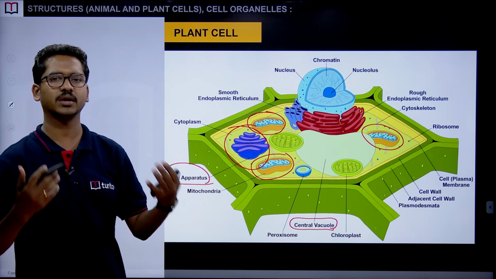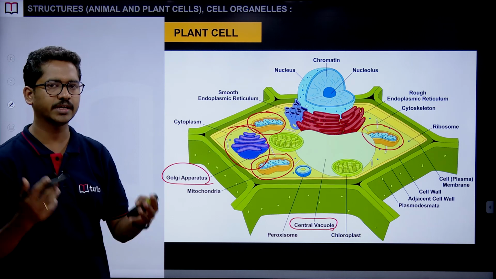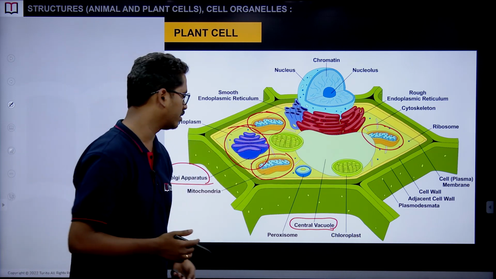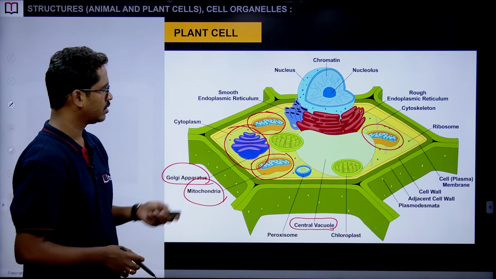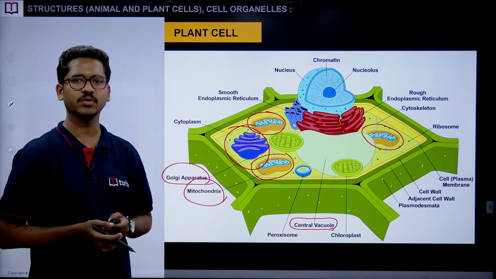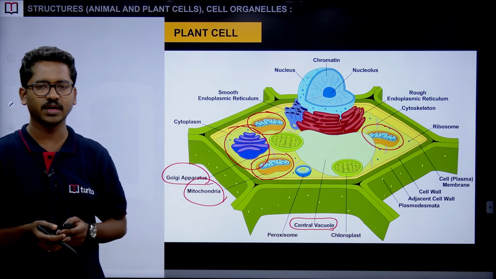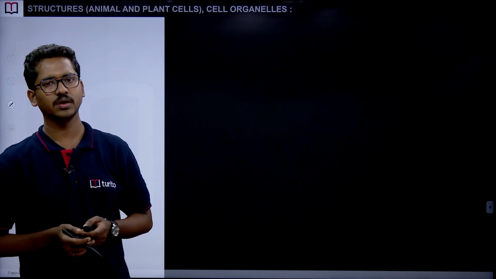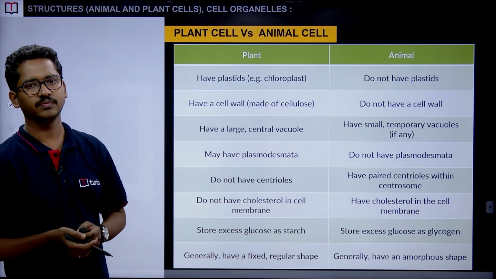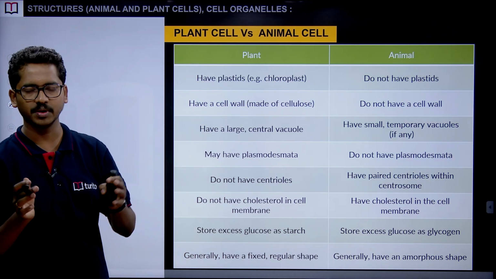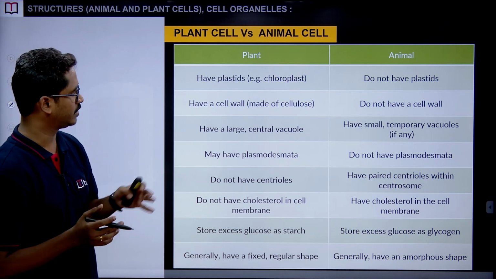Now, if the cell has to carry out its activities, it needs energy, and that energy is produced by these organelles, that is mitochondria. So, these are some of the features of the animal cell and the plant cell we have seen. Now, we will look at this table, where we will understand their differences.